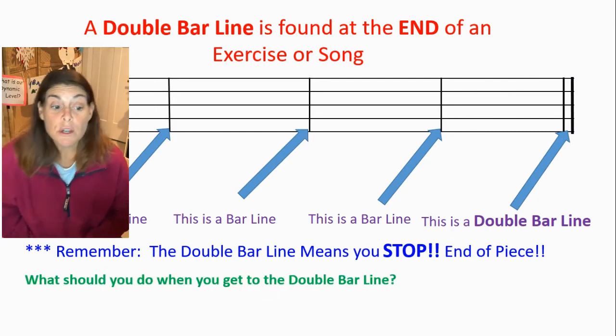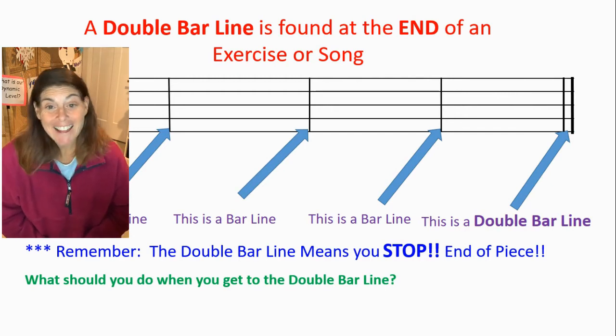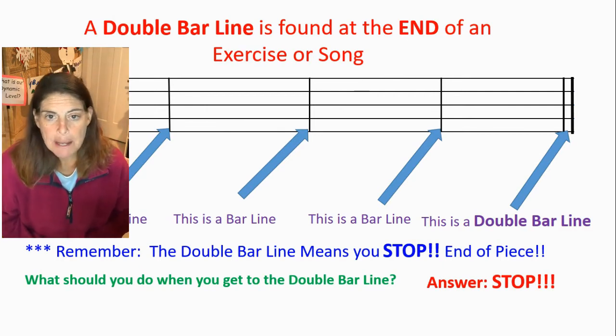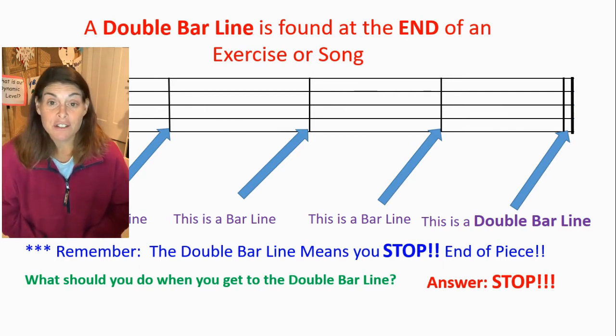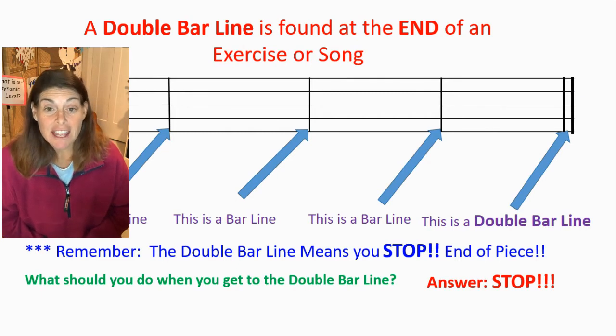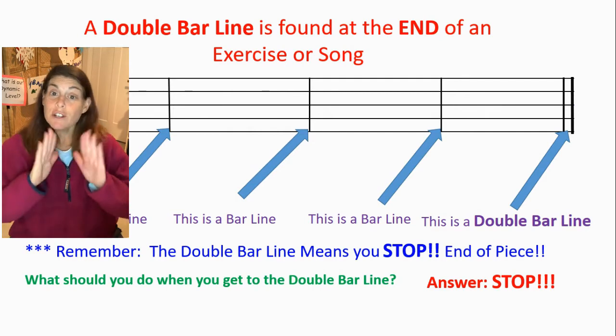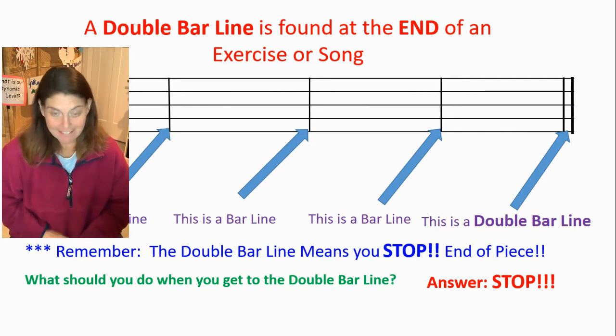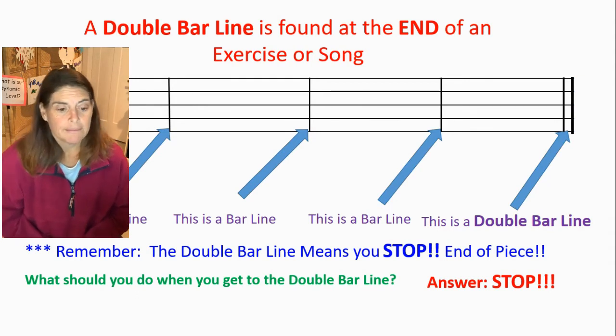What should you do when you get to the double bar line? Answer: stop. Very important. Band directors, choral directors, any musical director will get very upset if you do not stop at the double bar line. True fact.